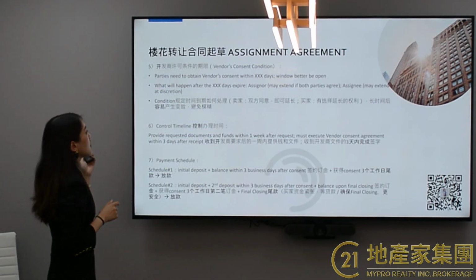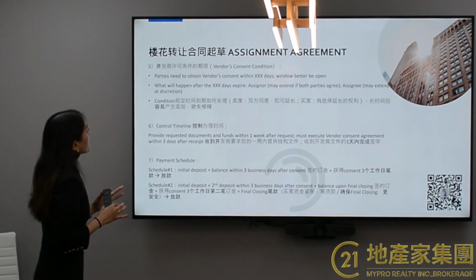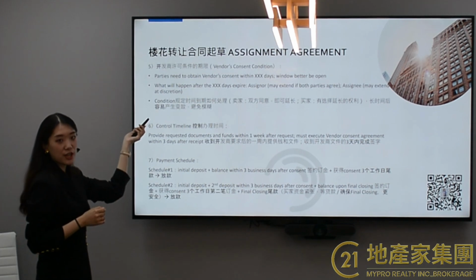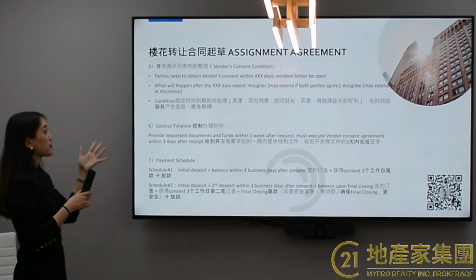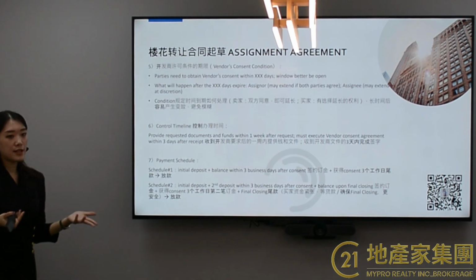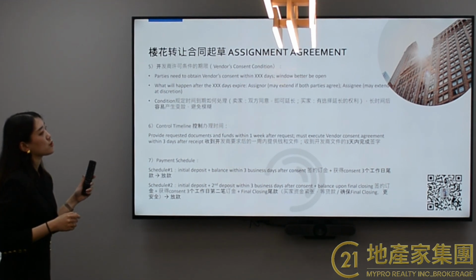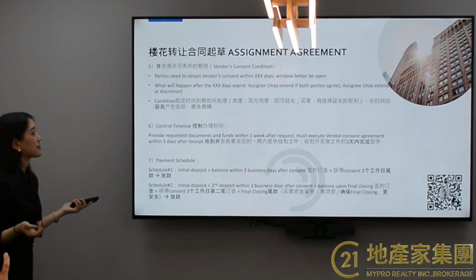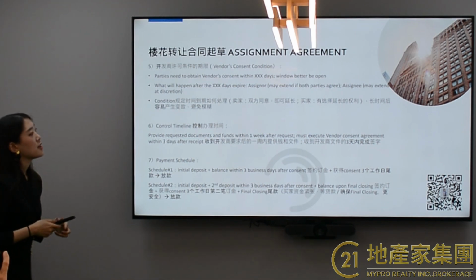Okay, so we'll talk about important things that go into the assignment agreement. First, it's the vendor's consent condition. All of your assignment agreements have the vendor's consent condition, because this offer is conditional on successfully obtaining the vendor's consent. In that condition, there's one part that you can change, and every agreement is different: how many days you have to obtain the vendor's consent.